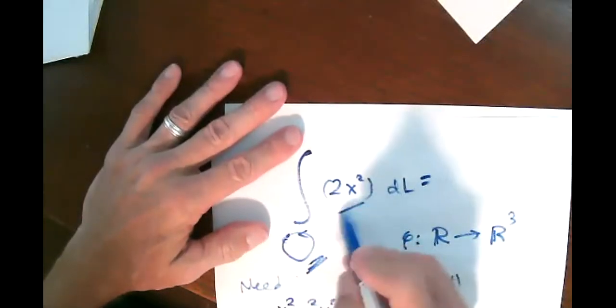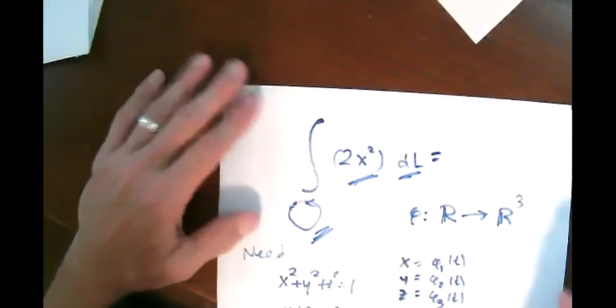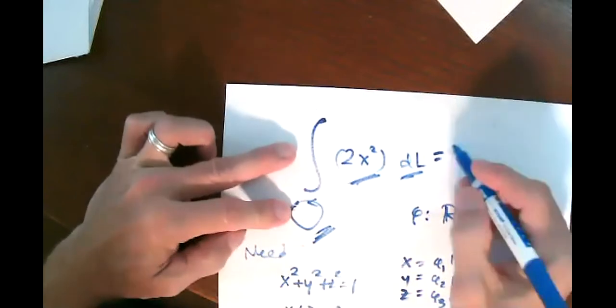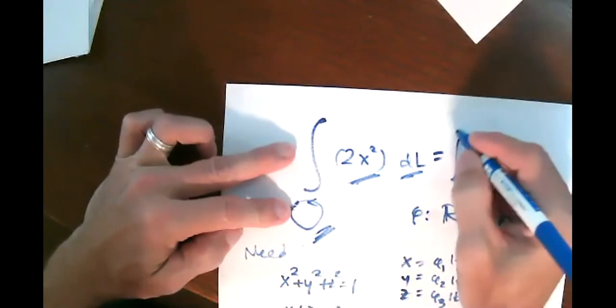So now you're ready to go. Go all the way back to the original problem and change the three components so that they refer to t's instead of everything else. The range of t's that you need is you need to take t going from 0 to 2 pi.